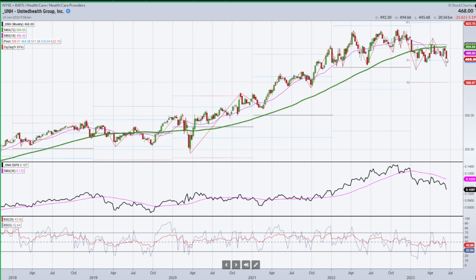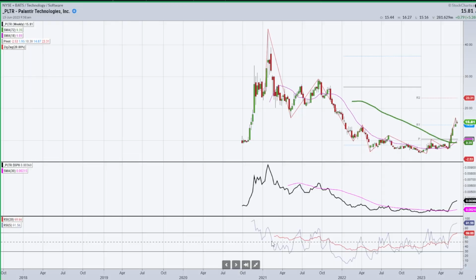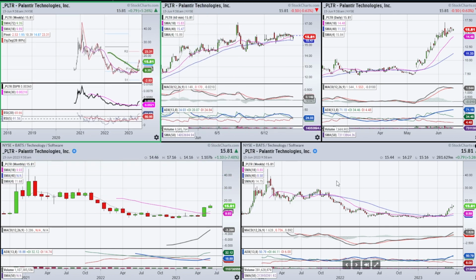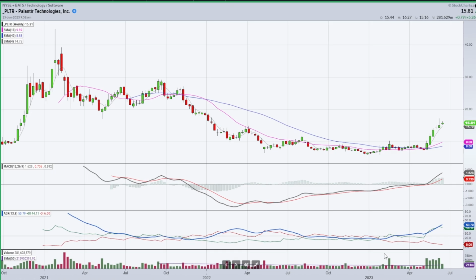I want stocks that not only are showing price action, but they're also showing relative performance. Now, look at what's going on here with PLTR. Look at this breakout to the upside. Look at the dynamics of this move. You see how the MACD is opening up a big move. This is showing real momentum behind this. Look at the volume pattern and look at the ADX. This is the kind of move we're looking for.